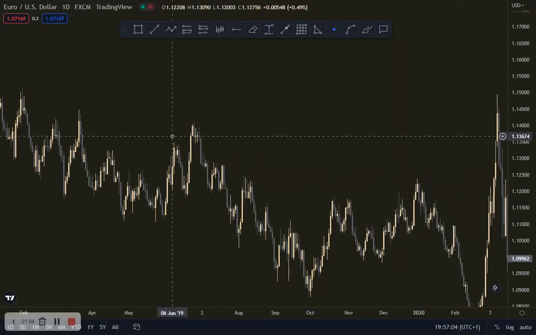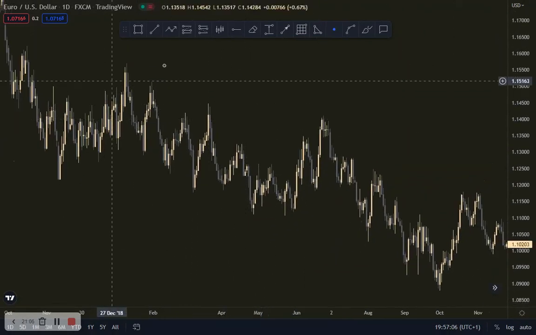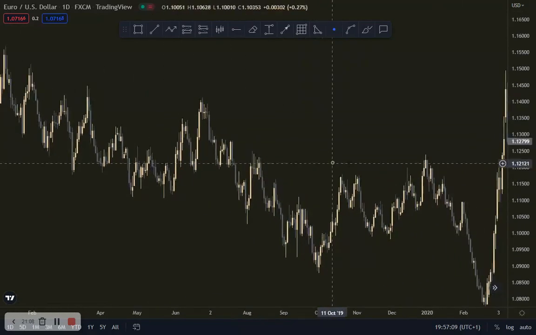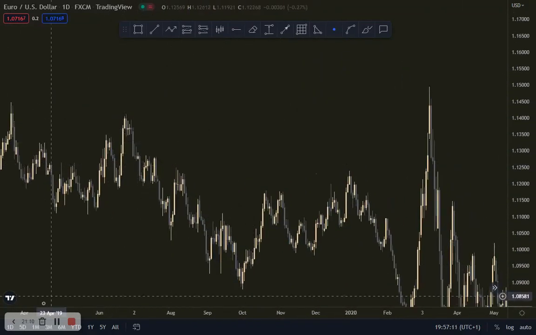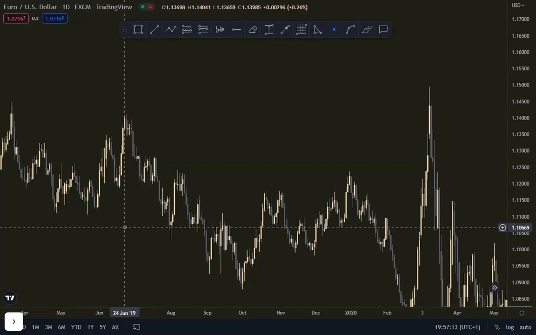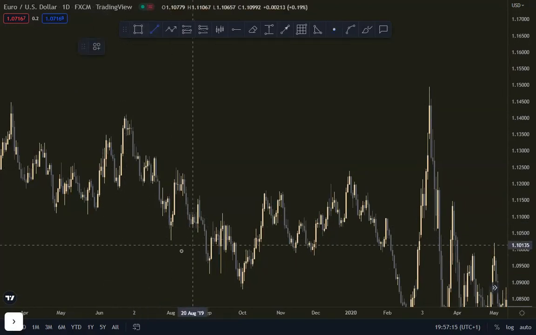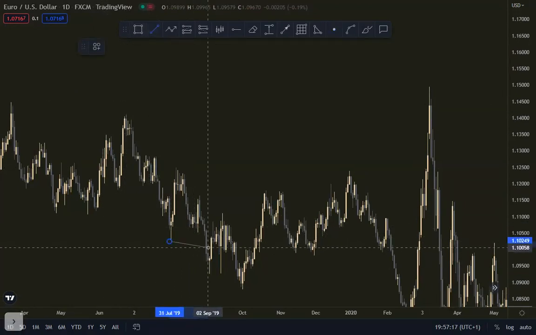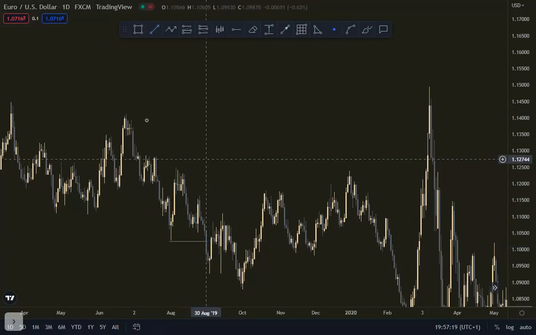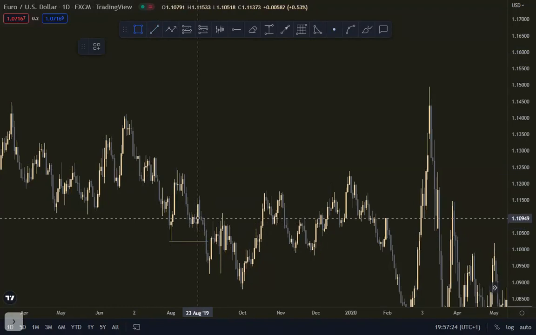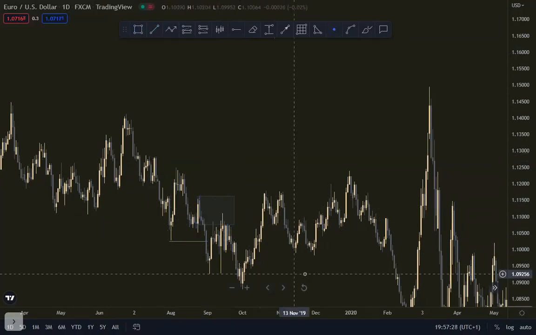This is what has been happening in the markets for a very, very long time. So we have even here a break of structure. What happened? This whole move, price still dropped.